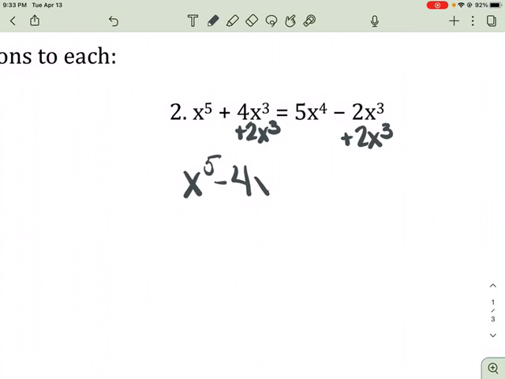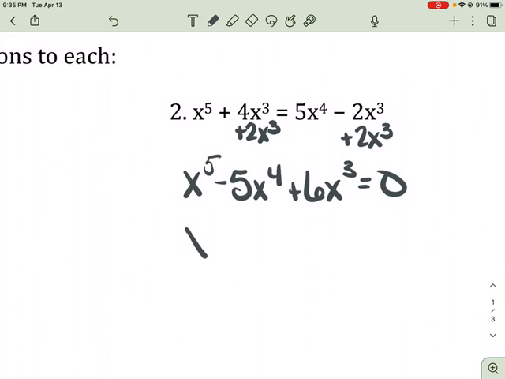So I'm going to put it in order. Negative 5x to the 4th plus 6x cubed equals 0. So that's our first thing. We're always going to want to make sure it's equal to 0. All right, so again, we're going to look for a GCF. I see that everybody's got an x cubed.